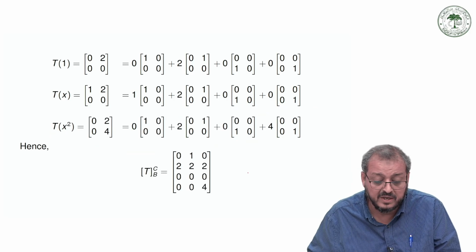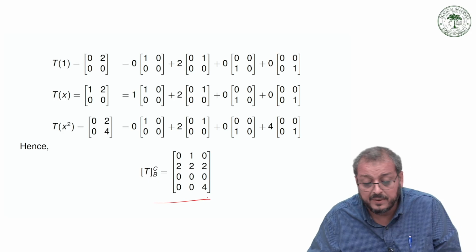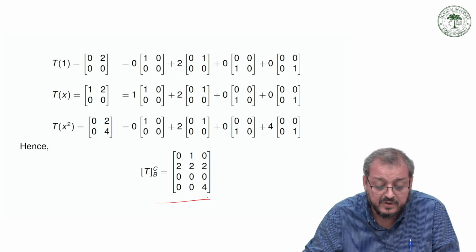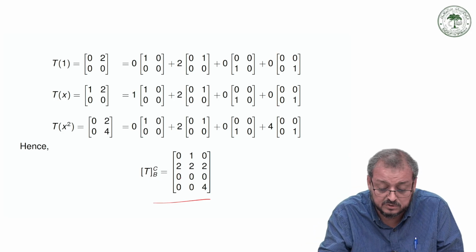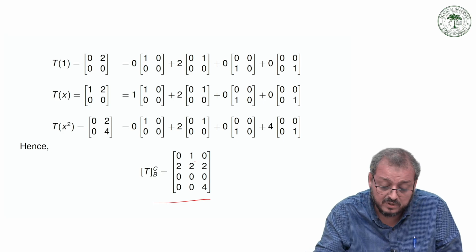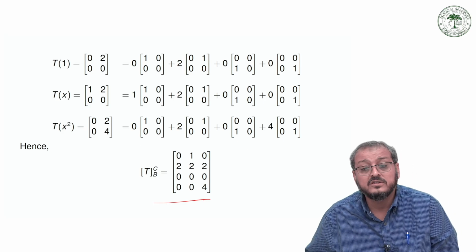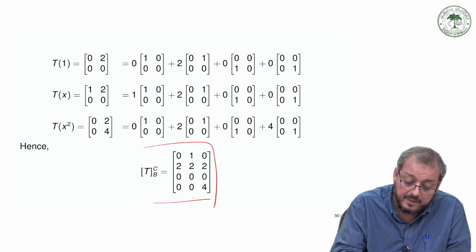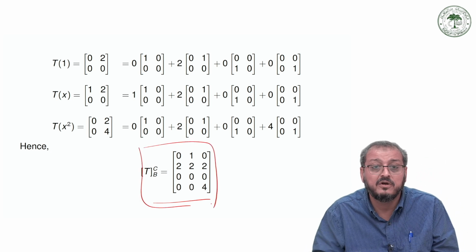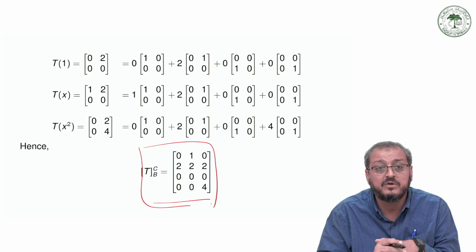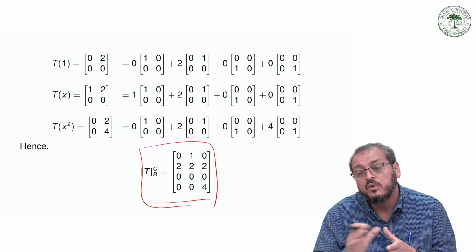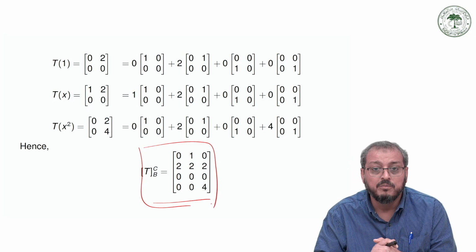Clearly we have all these columns, 0 2 0 0, then 1 2 0 0, and then 0 2 0 4. So this is our matrix representation of the linear transformation T from P2 to the 2 by 2 matrices.